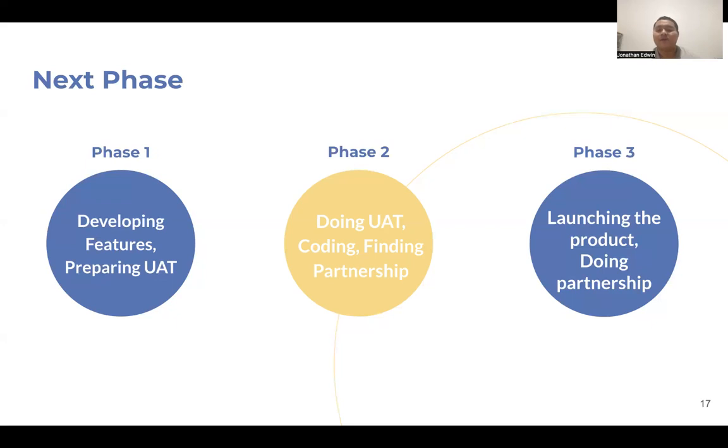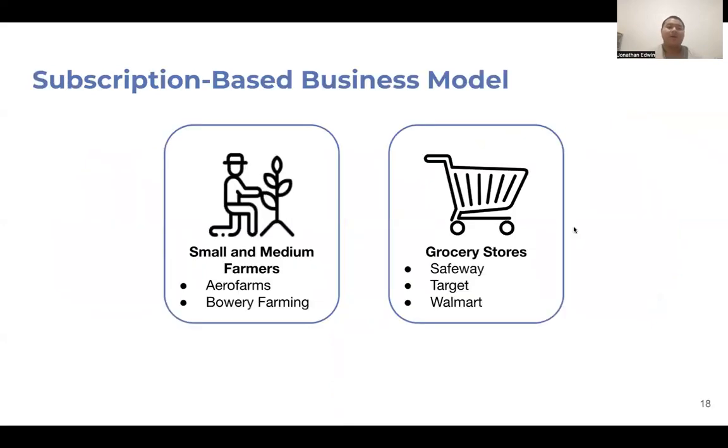And phase two is doing the UAT itself. I'll do some coding if I need more feedback from the UAT to improve the features or maybe other user experience. And I also start to find a partnership. So in the last phase, it will be launching the product and trying to make a deal with the partnership itself.